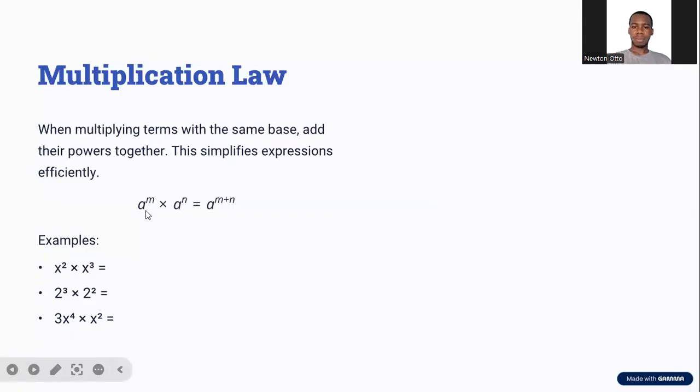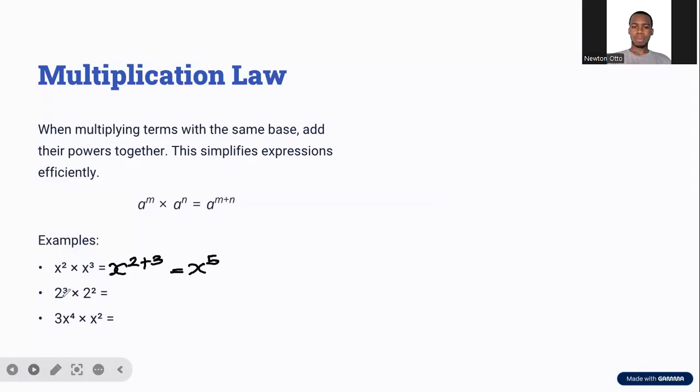So here we have a raised to power m multiplied by a raised to power n. You just add their powers together. That's m plus n. x raised to power 2 times x raised to power 3. So how are we going to do this? Since they have the same base, we add their powers together. So you write x raised to power 2 plus 3, which equals x raised to power what? 2 plus 3, 5.